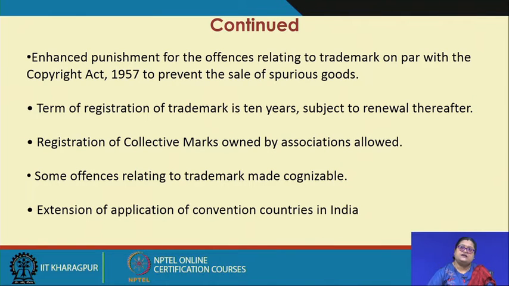Next, we see that there is an enhanced punishment for offences relating to trademarks, on par with the Copyright Act 1957, to prevent the sale of spurious goods. The term of registration of a trademark is 10 years, subject to renewal thereafter. Registration of collective marks owned by associations is allowed. Some offences relating to trademarks have been made cognizable. There is also extension of application to convention countries in India. So, it is very important, because when a trademark gets copied or offences are happening, there is a relevant punishment for that, and this helps in stopping the sale of spurious goods.